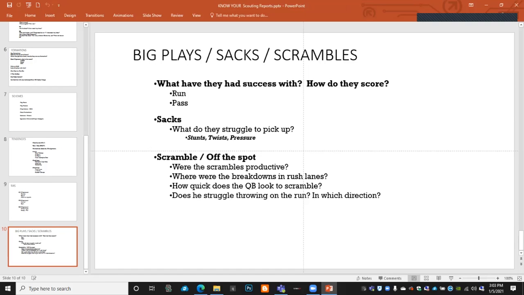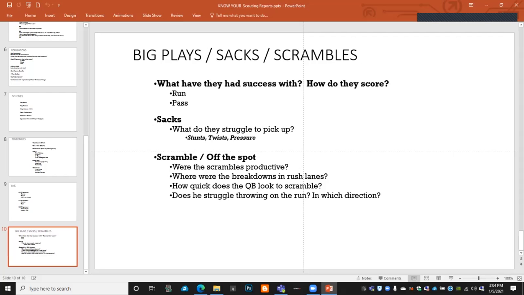And then how does he scramble? How is he when he's off the spot? Where is the scramble productive, where do the rush lanes break down, when he does scramble, where does he escape? And then how quick does the QB look to scramble? A lot of those QBs have quick legs and quick feet, and they get nervous, and as soon as their guys aren't open, they're taking off. Is he one of those types? And we need to know that so we can put together our game plan and our scheme accordingly.